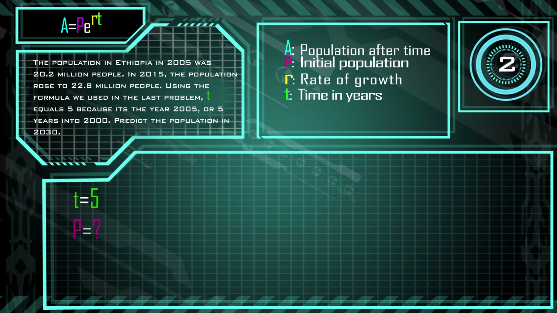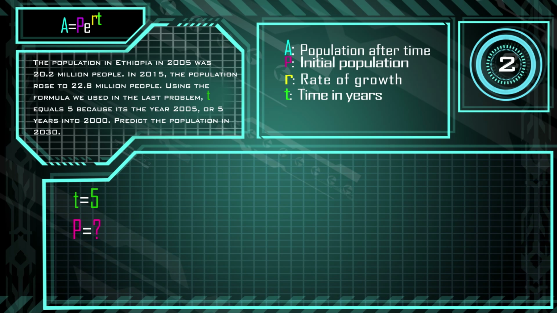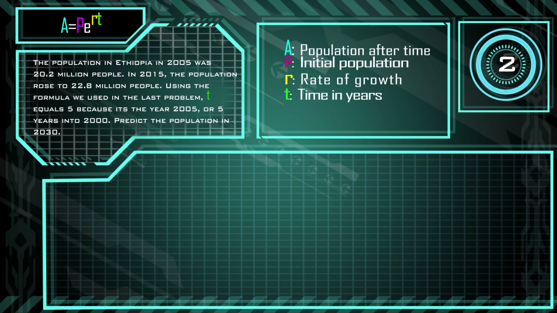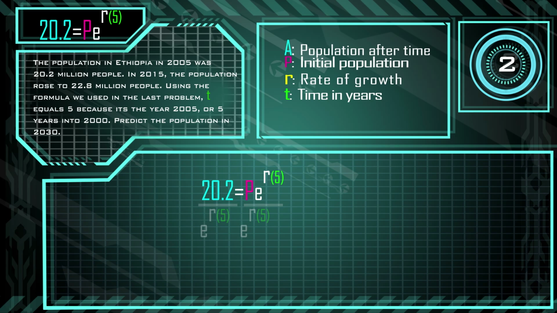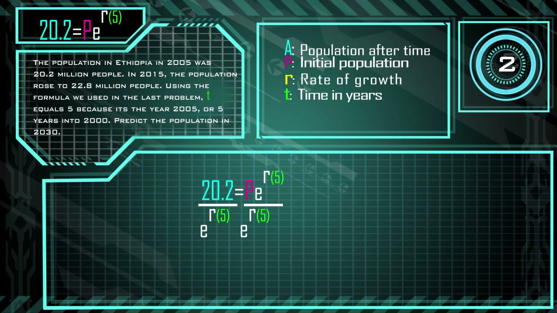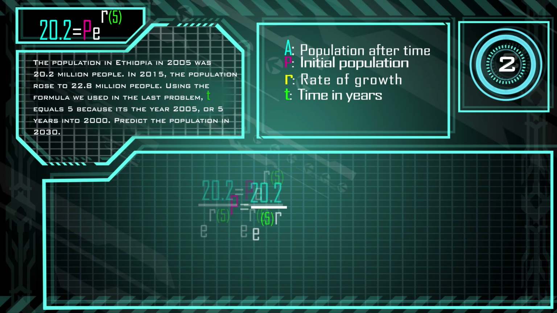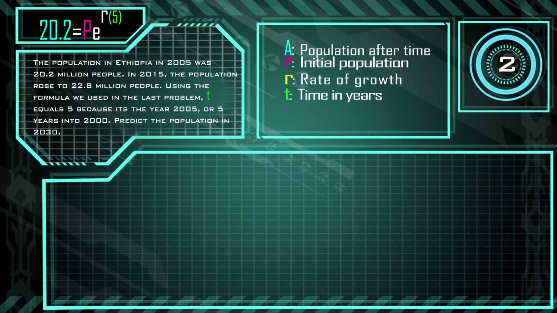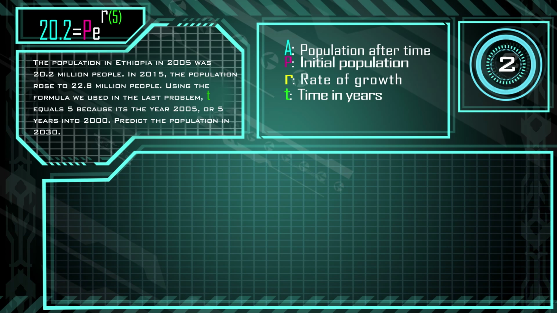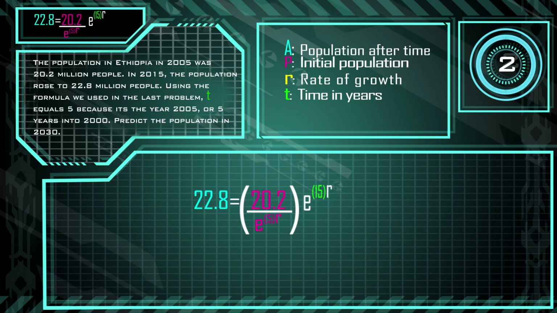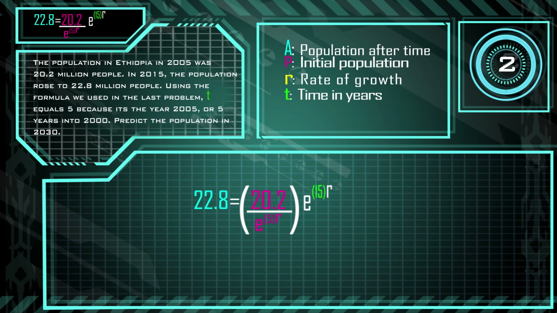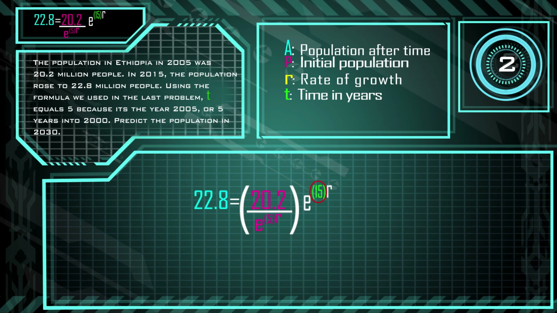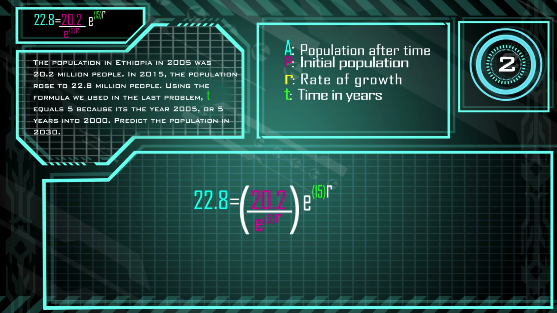First, we need to find P, because we don't have the initial population, which is the population of Ethiopia in 2000. We need to plug in the amounts that we have. Now we need to get P by itself. Divide both sides by e raised to the power of 5 multiplied by R. So now that you have P, the initial population, you can find R. Instead of the population after time, A, being 20.2 million, it will now be 22.8 million, because that's the population in 2015. T will be 15 because now we are trying to find the rate using 2015.